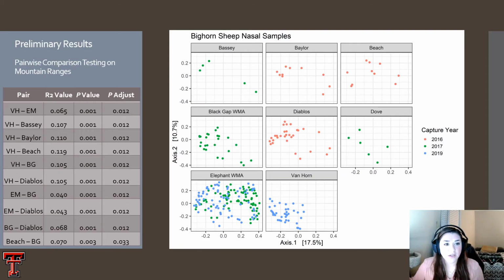So again, going back to our PCoA of our bighorn sheep nasal swabs, we can see that Van Horn clusters in a very different way, and they were completely different than almost all of our other localities. We also saw our WMAs to be different, which is good to note due to how Texas Parks and Wildlife actually manages the sheep. So they often take Elephant Mountain sheep and will take them to Black Gap. So it's good to know what our starting point is and where they're going to be going. And then we also found the Diablos to be different from both of our WMAs.